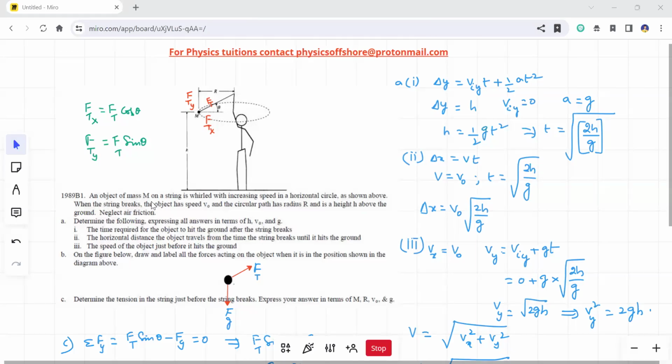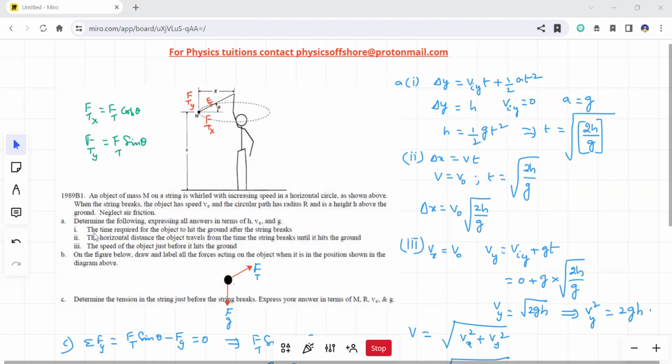An object of mass m on a string is whirled with increasing speed in a horizontal circle as shown above. When the string breaks, the object has speed v0 and the circular path has radius r and is a height h above the ground. Neglect air friction. Part A: Determine the following, expressing all answers in terms of h, v0 and g.